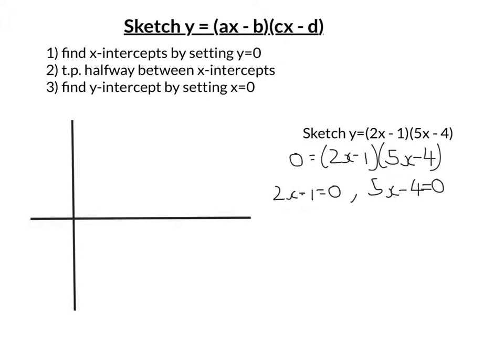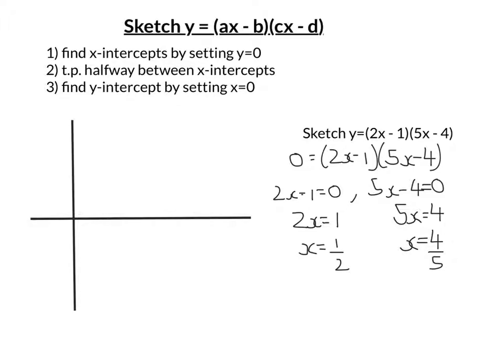For the first equation, let's add 1 to both sides. We're going to get 2x is equal to 1. And then divide by 2 to both sides, and we get x equals a half. So that's our first x-intercept. Second one, I'm going to add 4 to both sides. So that changes to 5x equal to 4. And then divide both sides by 5. So I get x is equal to 4/5. So there are my two x-intercepts.